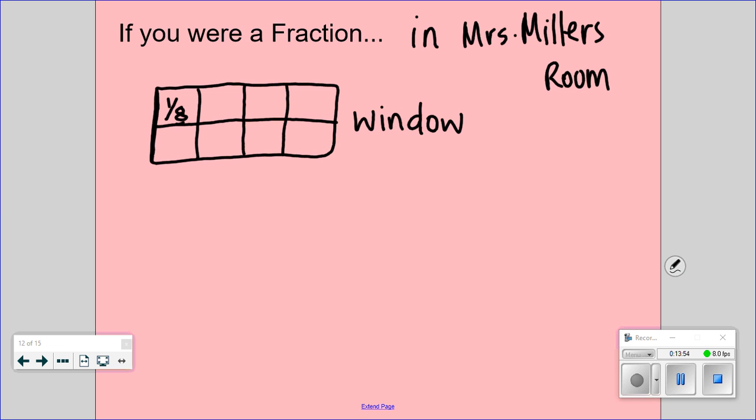What do you think this window pane is worth right here? 1/8. What about that one? 1/8. What about that one? 1/8. Every single window pane on its own is going to be worth 1/8.